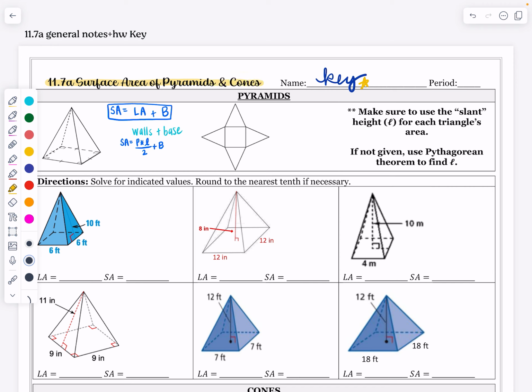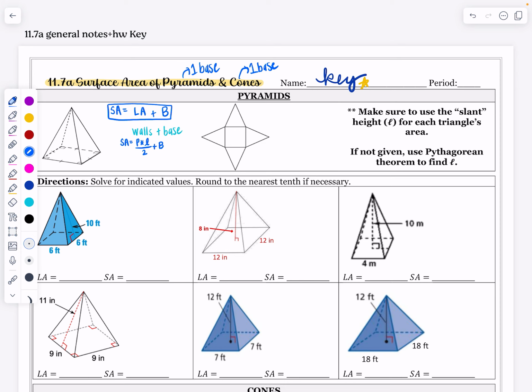Yesterday we did surface area of prisms and cylinders, which each had two bases. Today we're going to look at pyramids and cones, which each have one base. One base, one base. So each of these is going to have exactly one base. And so how does that affect our formula? Well, yesterday was LA plus 2B. Today is going to be very similar, but it's going to be LA plus 1B since it's just one base on each of these shapes.